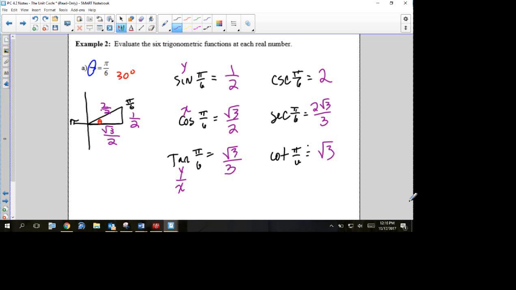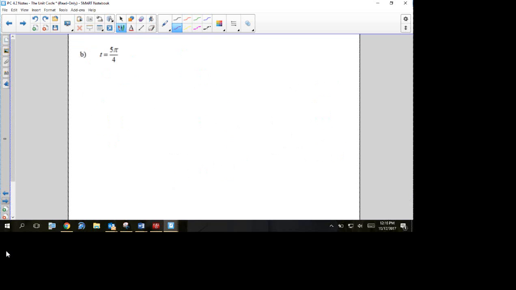What should we do first? Draw. Thank you. Draw. I'm going to draw this one. Here's pi. Pi is half the circle. What are we dividing pi by? What's pi being divided by?